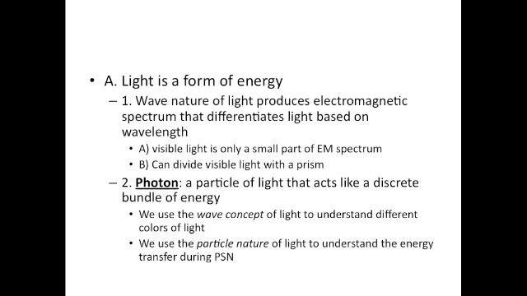So we can take visible light and divide it into its different colors using a prism. You may have done that in Physical Science 9, or at least I hope you did. But because light is a form of energy and it behaves as a particle, we call it a photon. A photon is a particle of light that acts as a discrete bundle of energy. So this is where it gets confusing. We use the wave concept of light to understand different colors of light, but then we also use the particle nature of light to understand how energy can be transferred during photosynthesis.